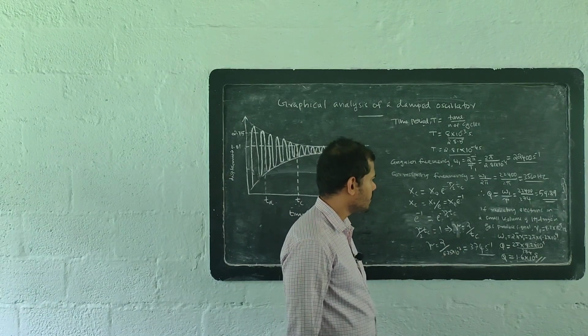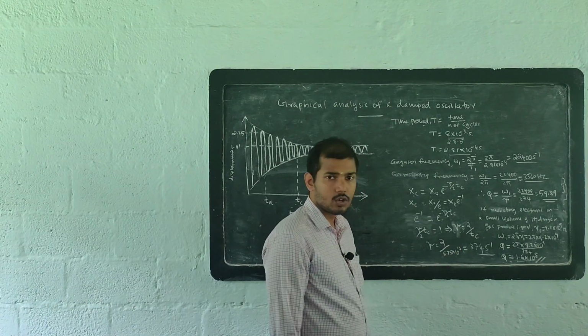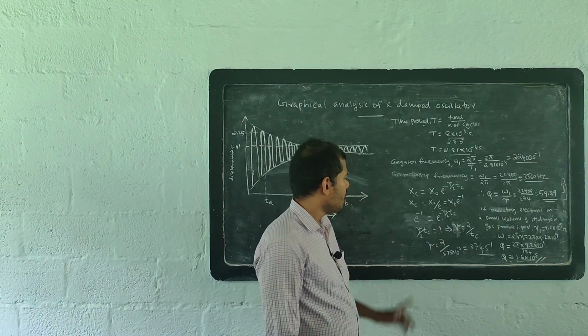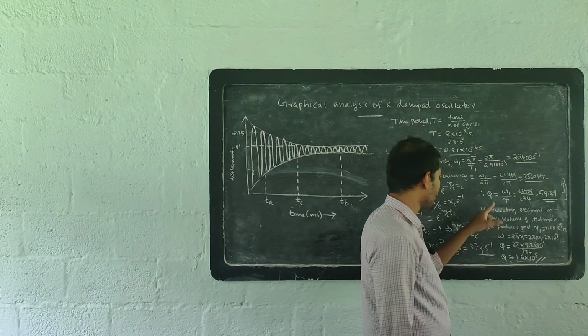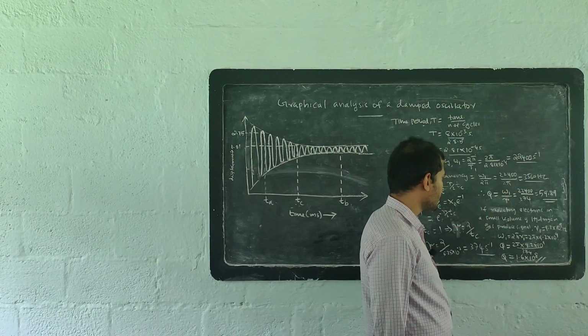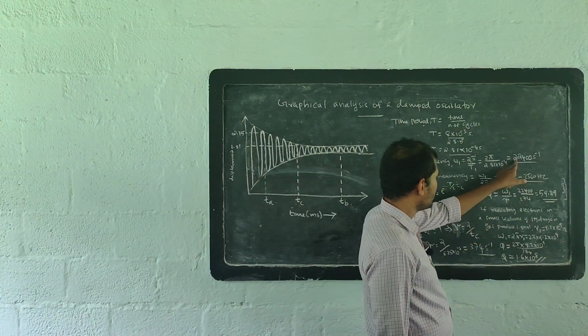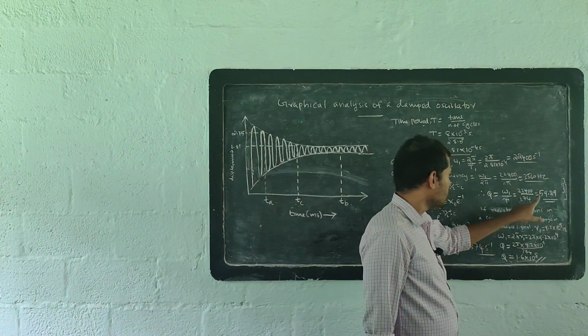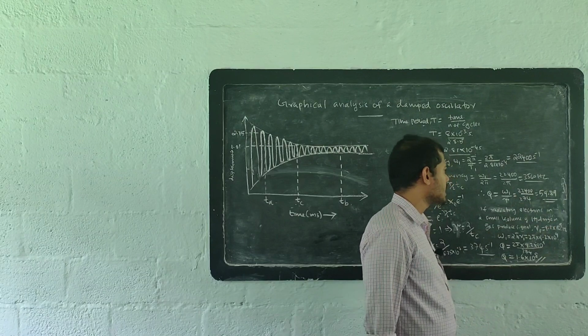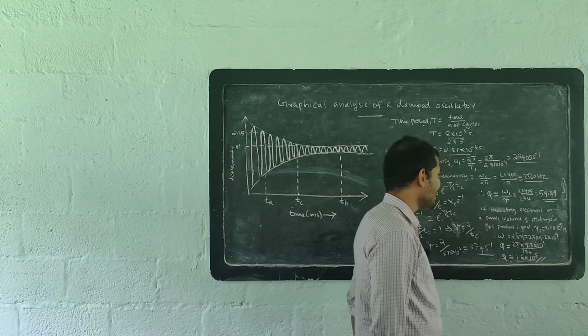Now we can find the quality factor of this damped harmonic oscillator. We know the expression for quality factor: Q is equal to omega 1 by gamma. Here omega 1 is 22,400 and gamma is 374. Therefore, we get the quality factor equal to 59.89.